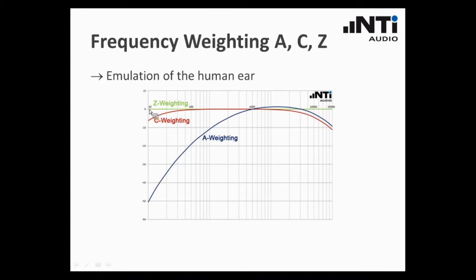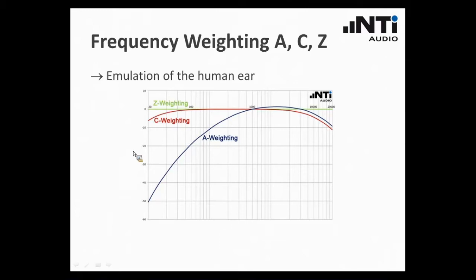And last but not least, the Z weighting is a little bit misleading because it's not actually a weighting. It's a linear representation of the result from the test instrument, which means it's actually an unweighted curve. So Z weighting means the technical sound level as it is measured by a precisely working test instrument.